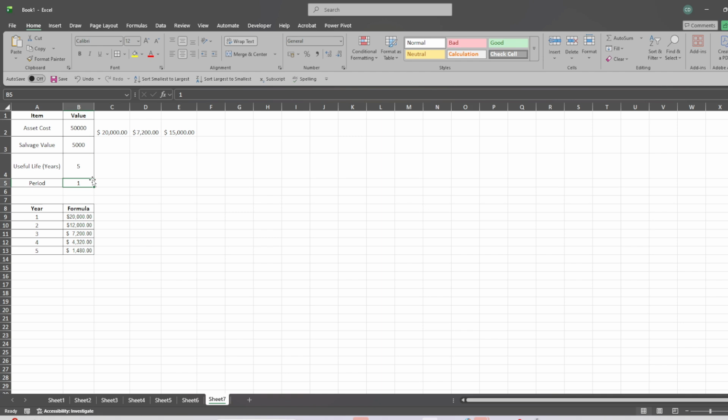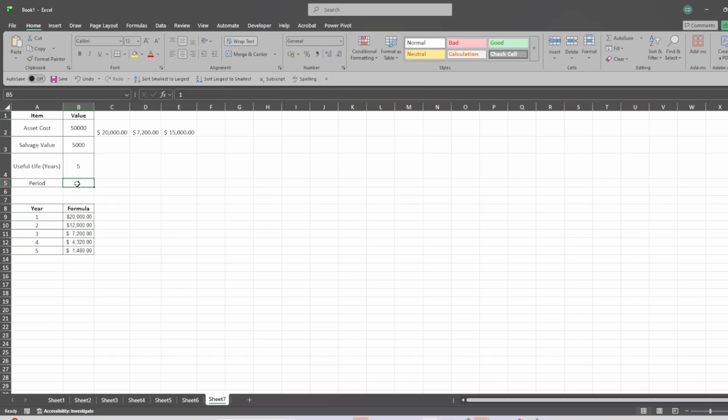Enter an asset cost of $50,000, a salvage value of $5,000, a useful life of 5 years, and a period value of 1. This gives us a simple example to work with. To calculate first-year depreciation, assume the cost is in cell B2, the salvage value is in B3, the useful life is in B4, and the period is in B5.